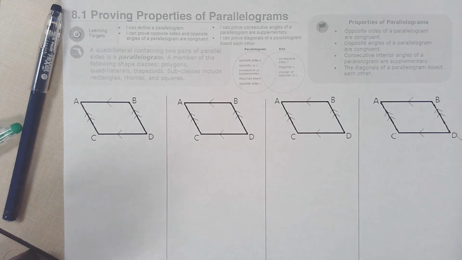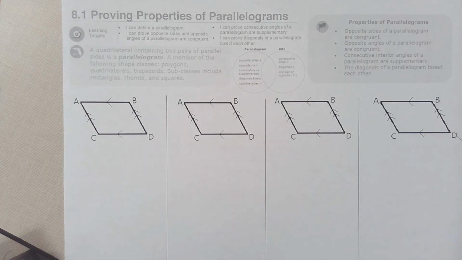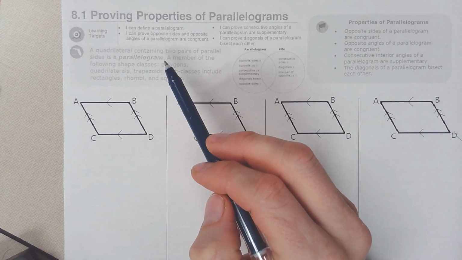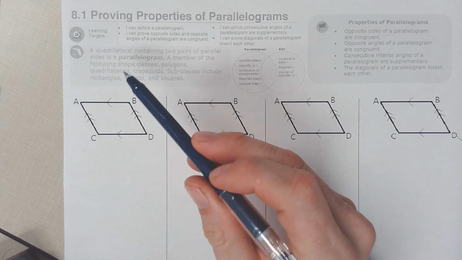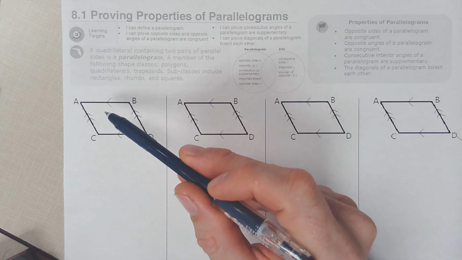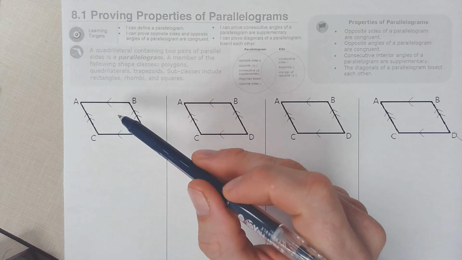Okay, so this is section 8.1. It's all about parallelograms. So what is a parallelogram? Well, it's a shape that is made up of two sets of parallel lines like this, right?